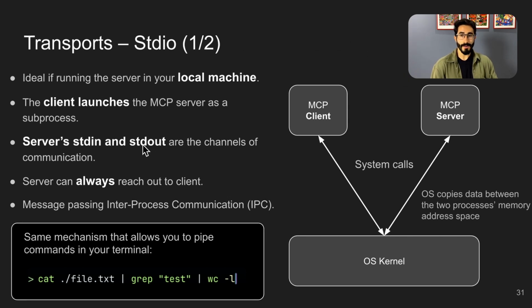And then the client will have access to the standard input and the standard output of the sub-process, and that's what's used for communication. So whenever the client writes to standard in, the MCP server is going to read the message from the client. And whenever the MCP server writes to its standard out, the MCP client will read the server's message. So the underlying mechanism that supports this transport is message passing inter-process communication. Despite the complicated name, this is very simple and it's a built-in functionality of the operating system. So when you're using pipes to run commands in your terminal, that's exactly the same thing that happens. Basically, you're taking the standard output of one program and writing to the standard input of the next one.